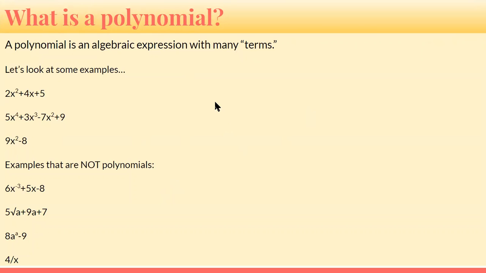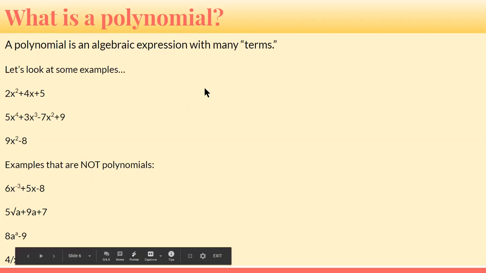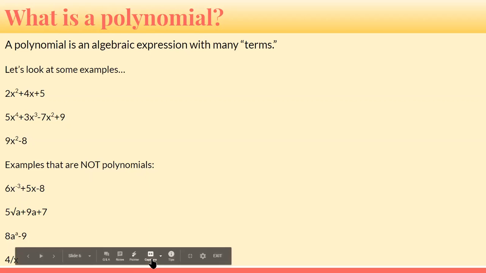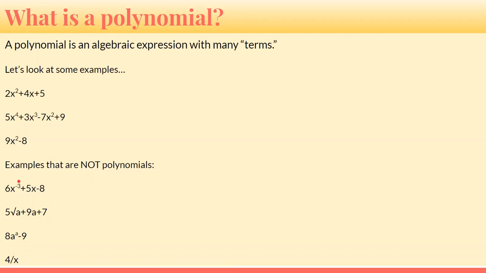Okay, and this is really important. So we have to understand what's not a polynomial. So we have a 6x to the negative 3 power plus 5x minus 8. So the reason why this isn't a polynomial is because we have a variable with a negative exponent over here. So we have this x to the negative 3 power, and that is the reason why this expression over here is not a polynomial.